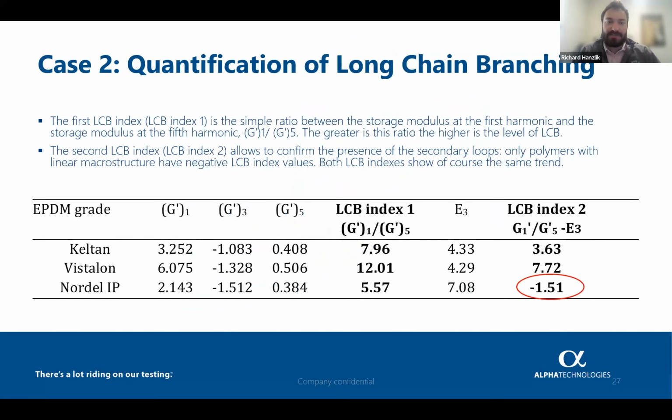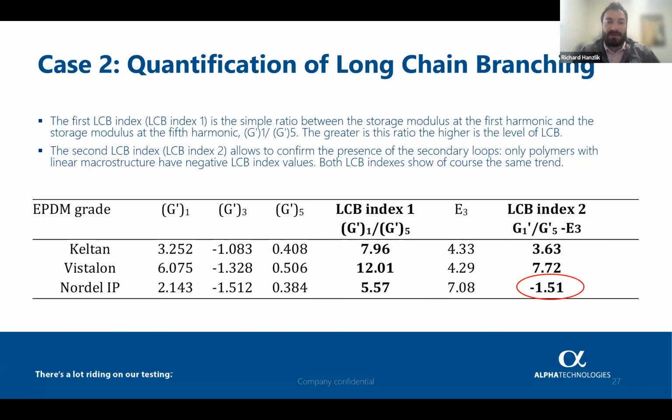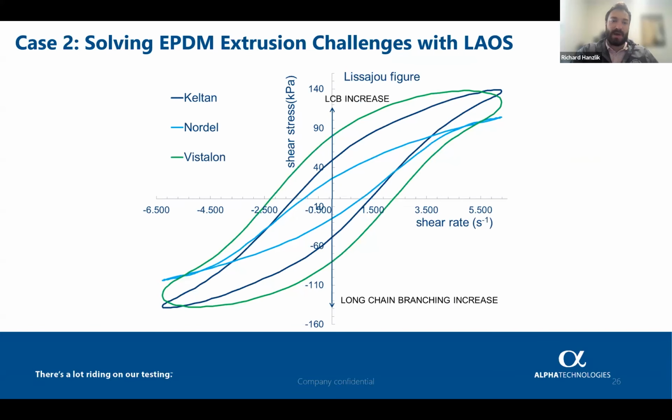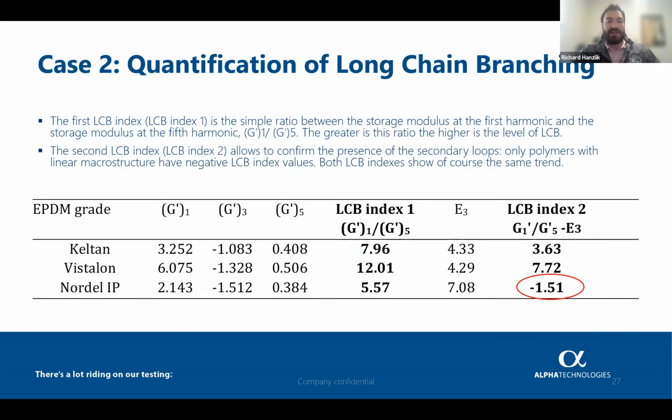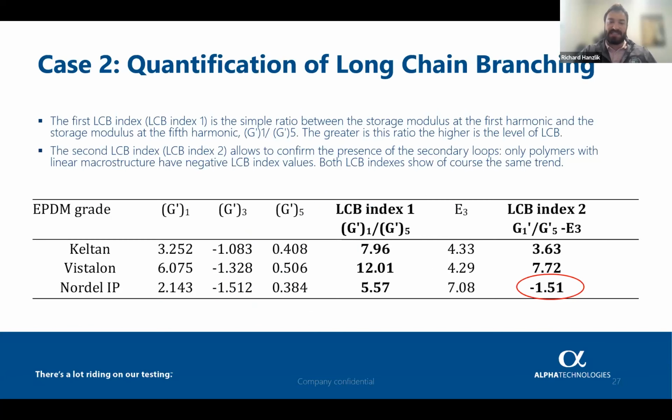Based off of what I just said, looking at the breadth of that Lissajous plot, the calculation of the LCB index confirms this, with the Keltan having an LCB index of 3.63 compared to the Vistalon at 7.72. If we look back, the Vistalon is significantly wider and has a significantly larger LCB index, while the Nordel IP, which contains the loops that we discussed, has a negative LCB index, which indicates that it is actually a linear polymer.